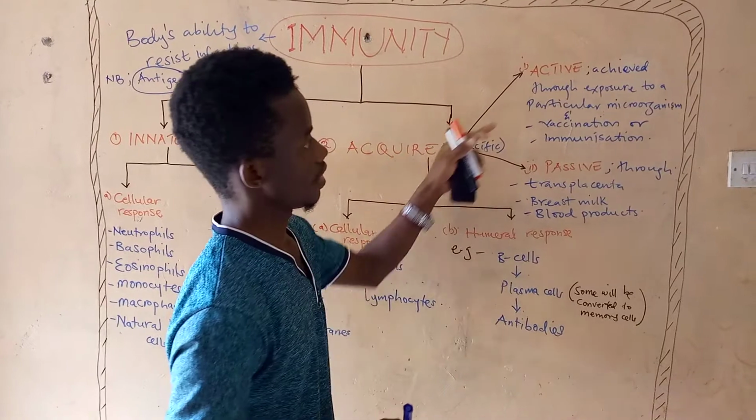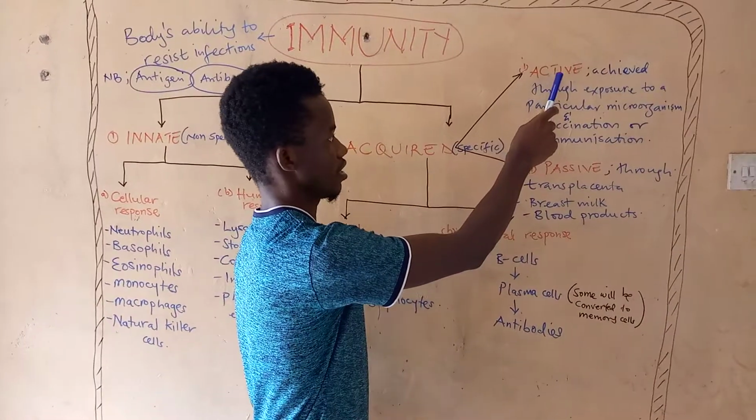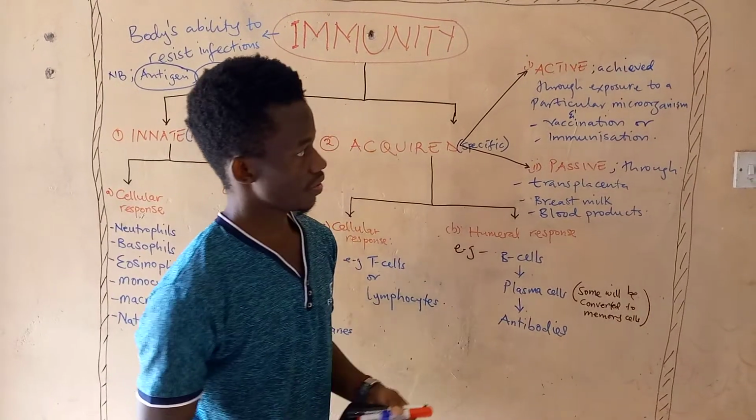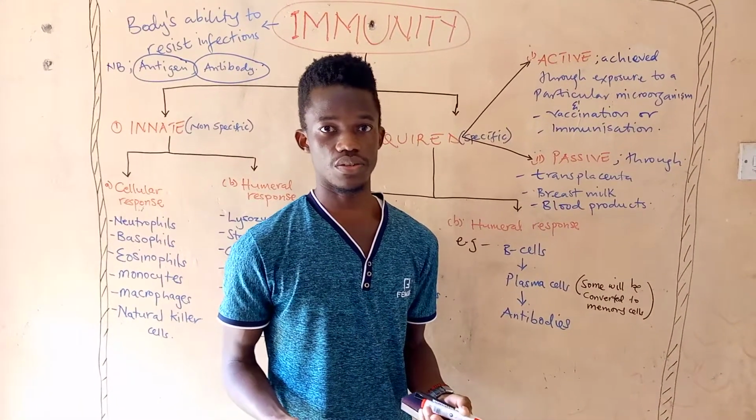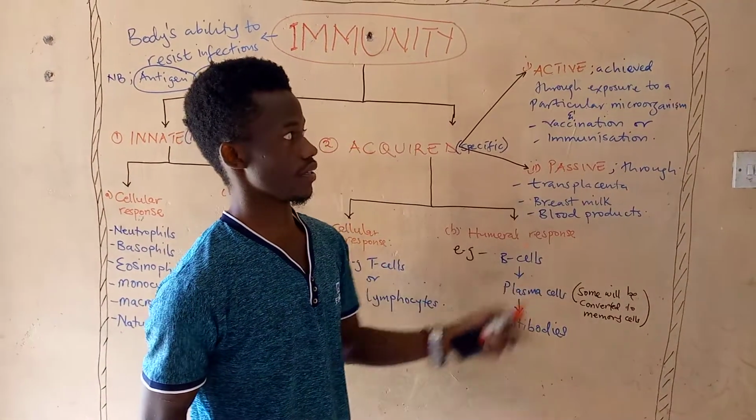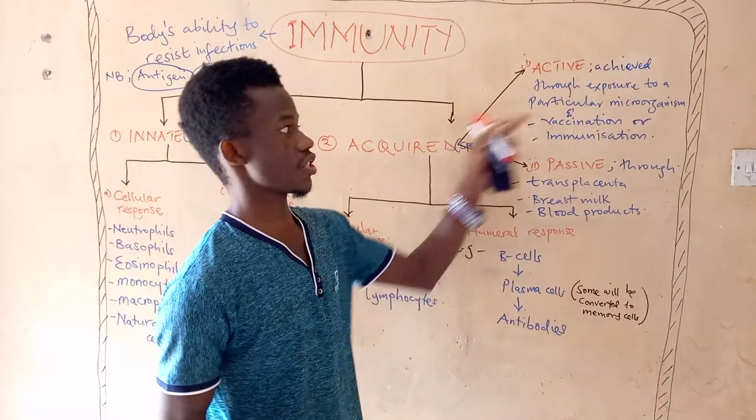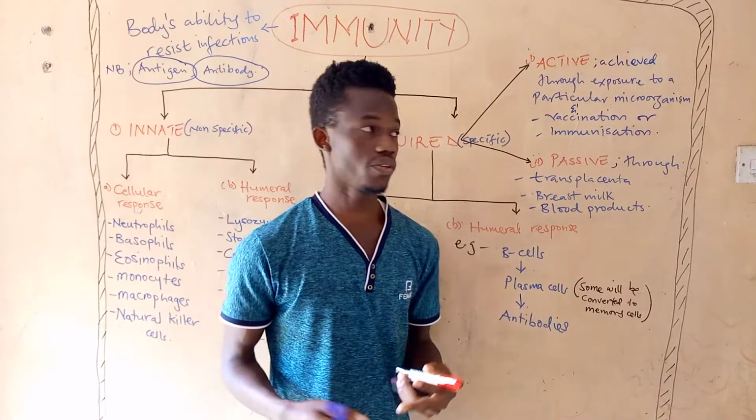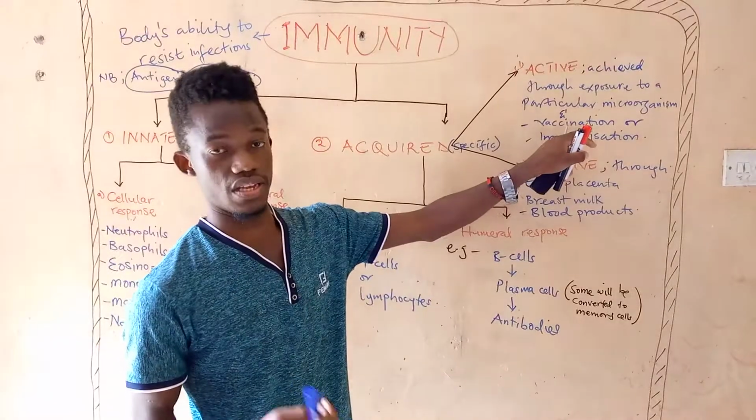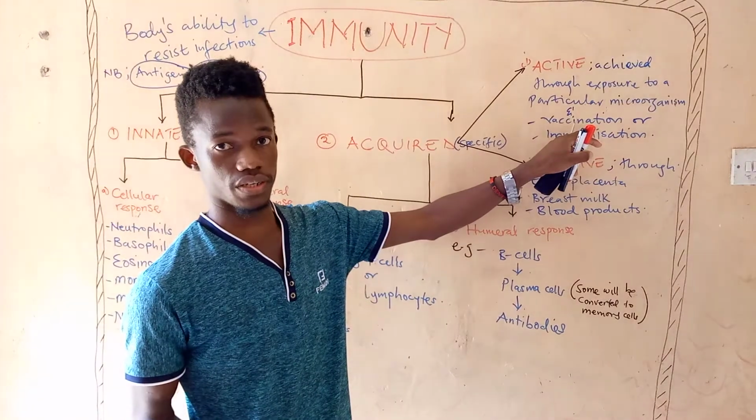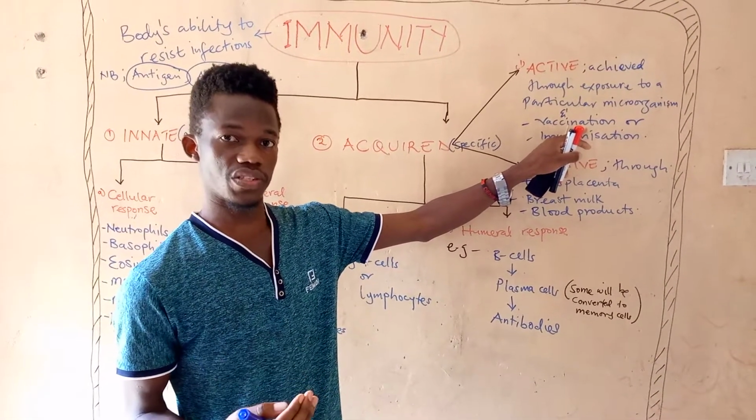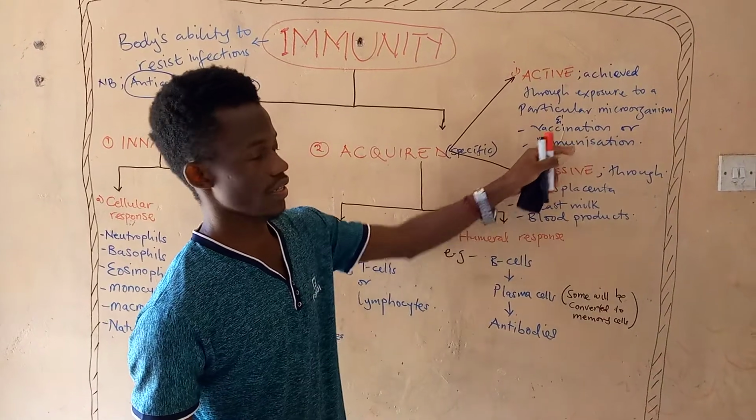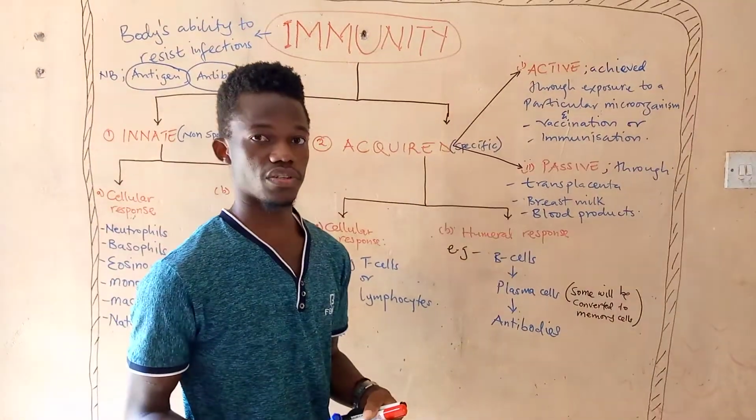So this is divided into two types, where we have active immunity or active acquired immunity, and this is achieved through exposure to a particular microorganism, or say during vaccination or immunization. So that's how we achieve this, meaning you have to first be exposed to a microorganism, or else you simply have to be vaccinated or immunized. When you are vaccinated, it means you are injected with a dead or weakened microorganism, and that will stimulate your immune cells in the body's immune system to respond to the virus, either carrying out destruction or responding in other ways.